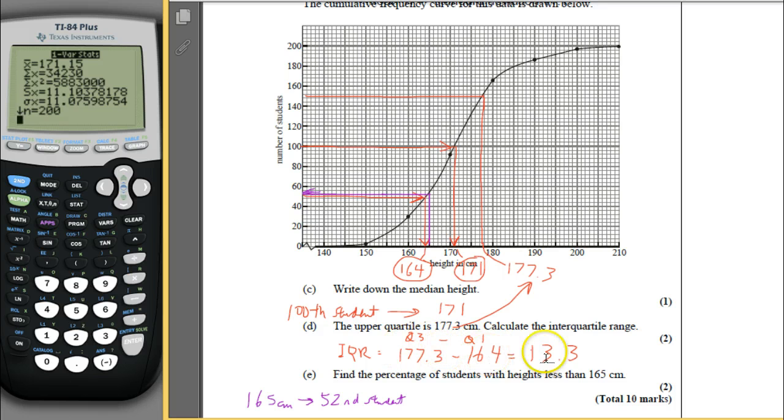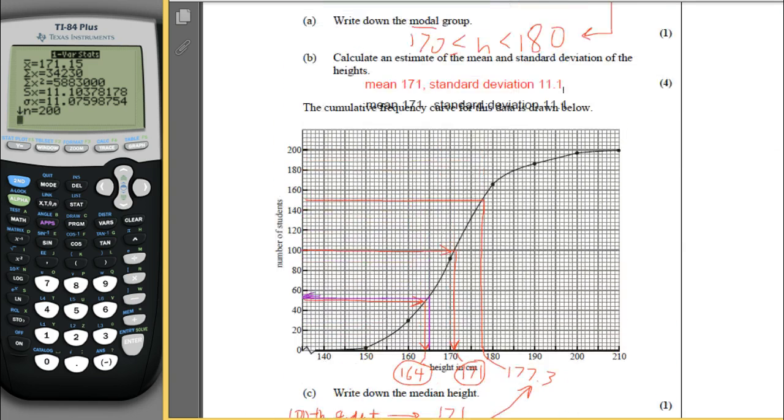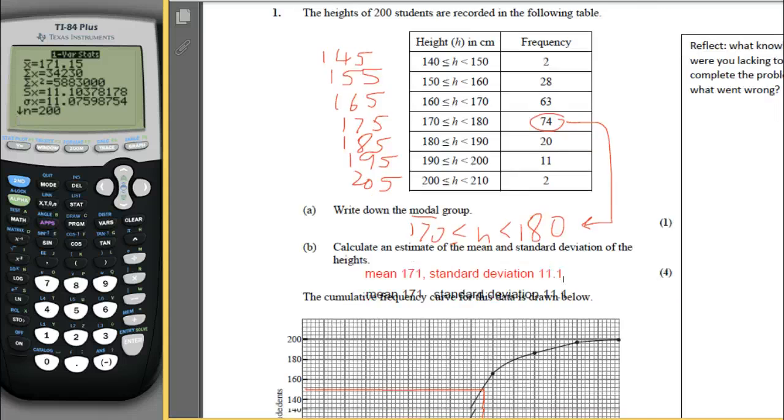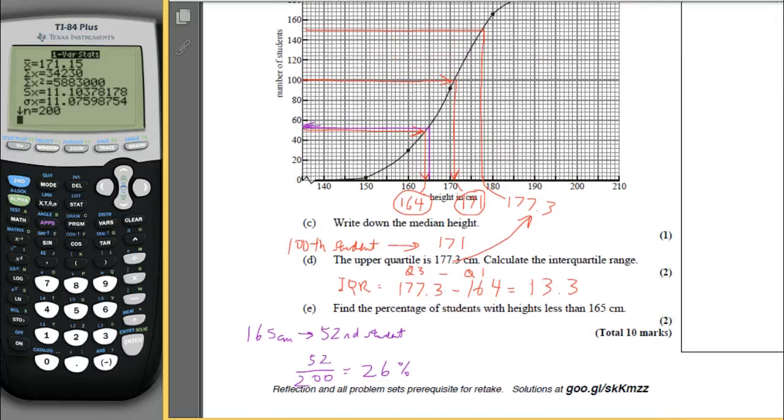And we take the difference. The difference is 13.3. So that would be the IQR for these students, these 200 students. And then finally it says, find the percentage of students with heights less than 165.